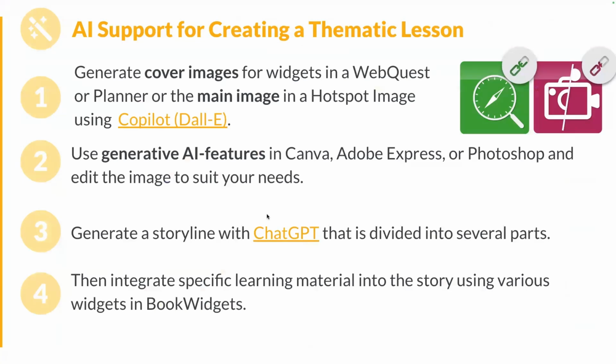Okay. Now, when it comes to generating a storyline, for example, with the poet's escape, the poet study, I asked ChatGPT to generate the storyline for me and to divide it into several parts. So again, I'm not always thinking of everything creatively off the top of my head. I have an idea, but then I will leverage the AI in helping me to create the specifics. And then you, again, integrate your specific learning material, repurposing widgets that you've made before into the story at various points.